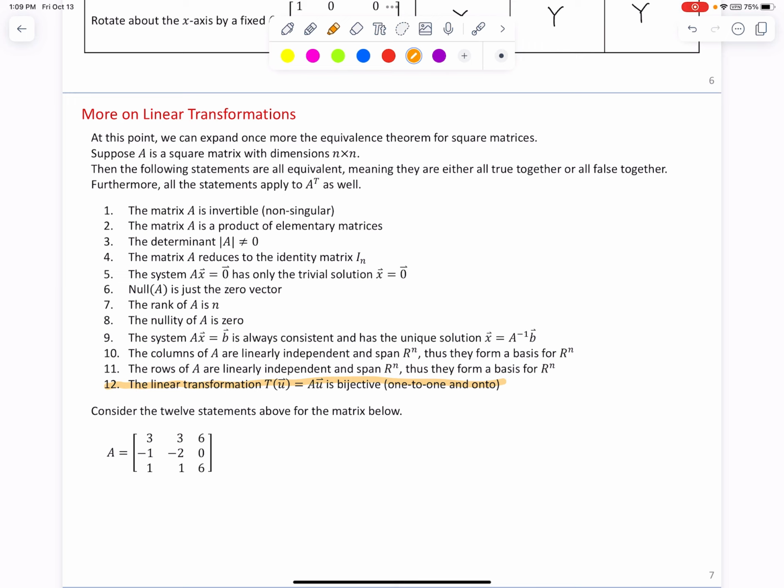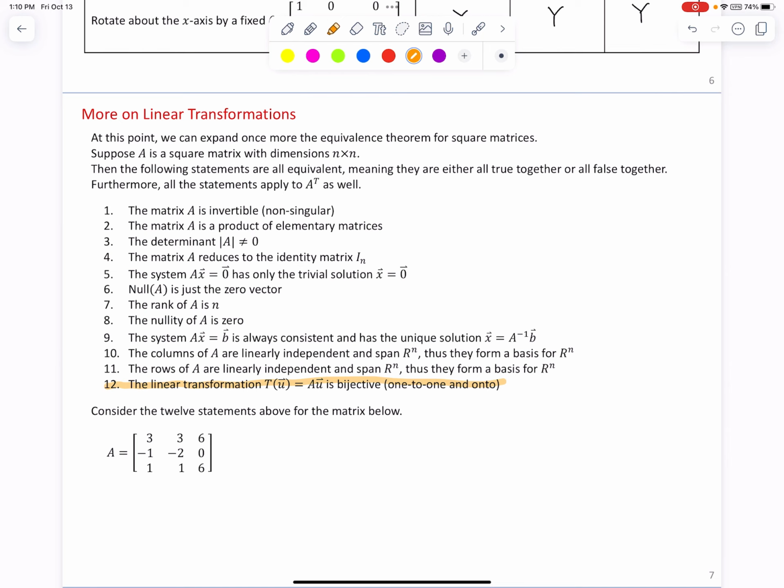then the linear transformation that has A as its standard matrix will be a bijection, or we will say that it is bijective. I should say that injective, surjective, and bijective are all adjectives, and they all have noun versions: an injection, a surjection, and a bijection. So a bijection is simply a linear transformation that is bijective. Now consider the 12 statements above for the matrix below.